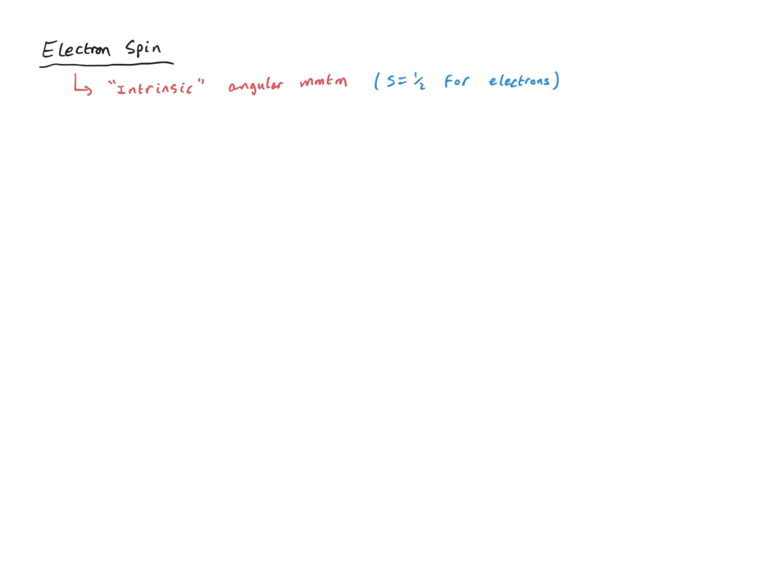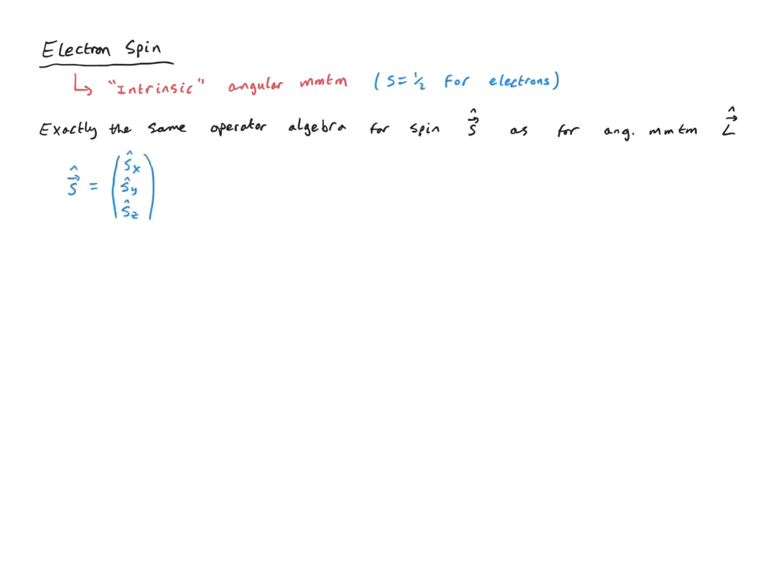In particular, we have exactly the same operator algebra for spin as we do for regular orbital angular momentum. As we saw, angular momentum is a vector operator, L vector hat, and for spin we have a corresponding spin operator, which is also a vector, S vector hat. We have three components, Sx, Sy, and Sz, which are operators. The components Sx, Sy, and Sz have the usual commutation relations for angular momentum. In this case, Sx with Sy gives i h bar Sz, and cyclic permutations thereof.